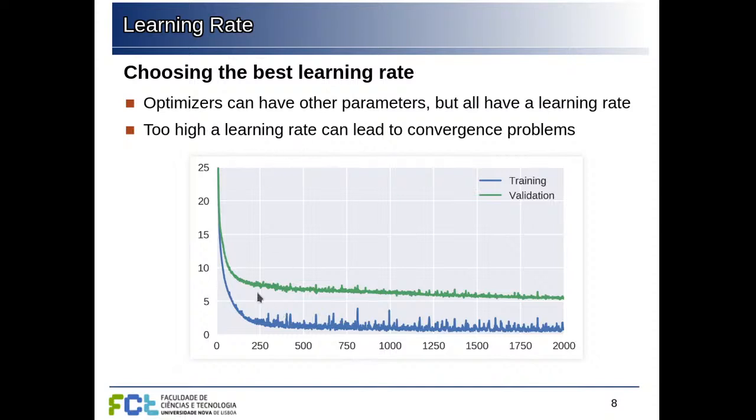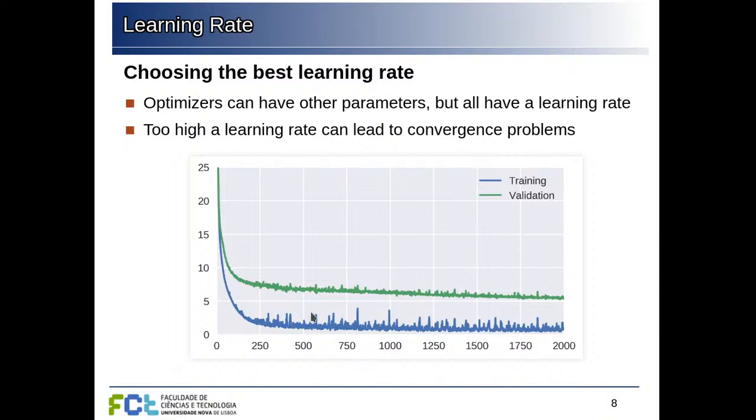In general, if you see some oscillations in the validation loss, for example here, this that we can see in green, this often happens because as we are changing the parameters to minimize the loss in the training set, sometimes this doesn't help very much in the validation set.